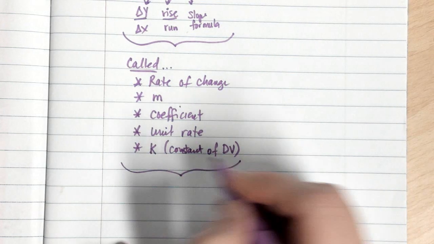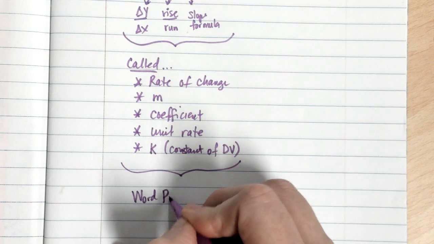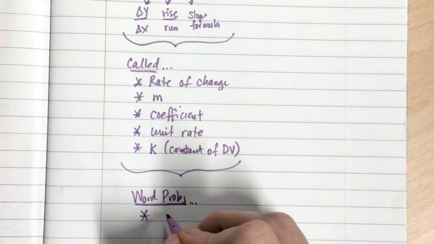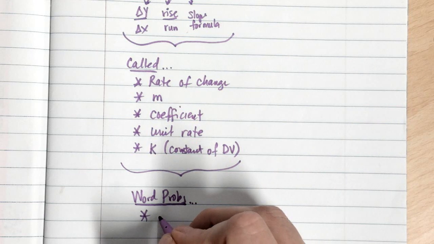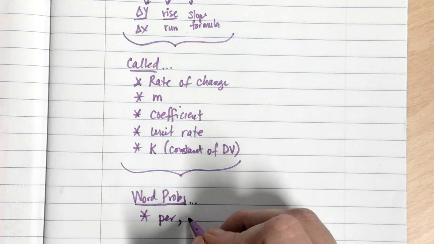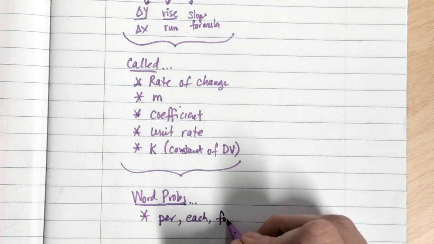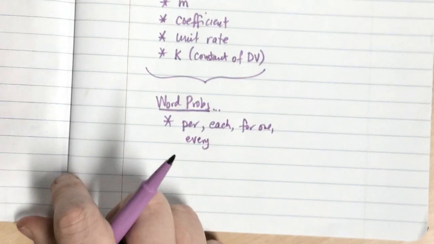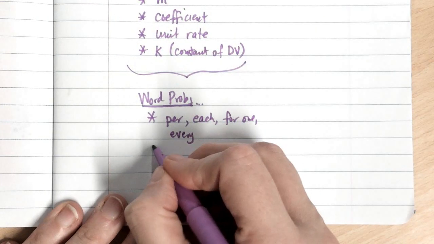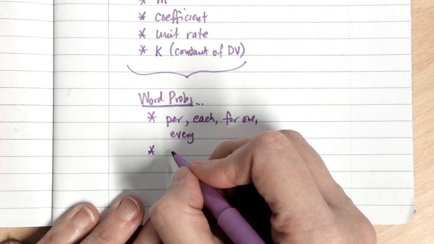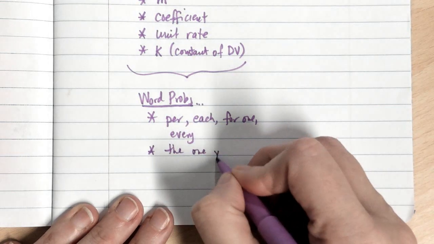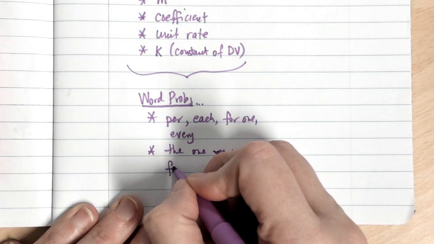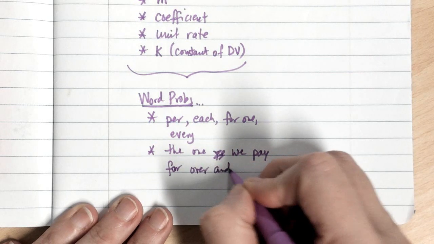Now, in word problems, we have some other things we call it. So it's the word surrounded by per. So per tells me I'm looking at slope. Each, for one, every. All of those words tell me I'm dealing with slope. And then also, if I'm looking at a situation, I'm just trying to figure out what the slope is. The slope is the one we pay for over and over.